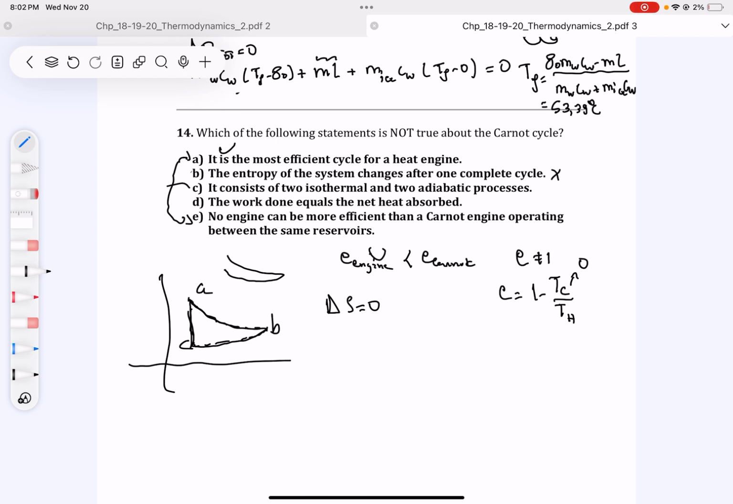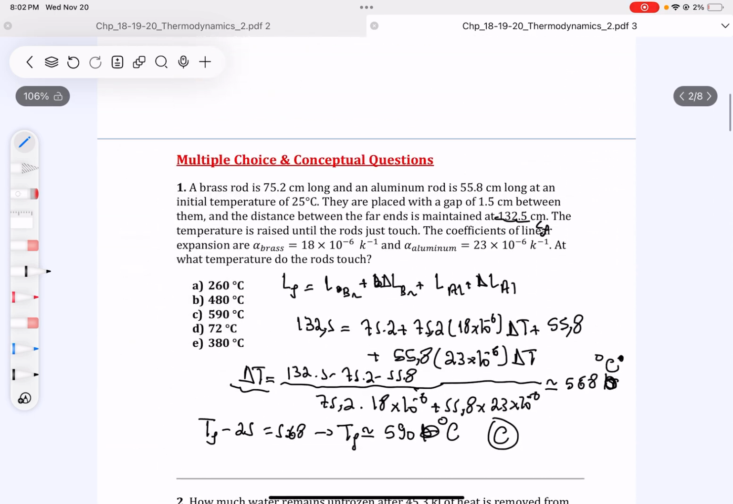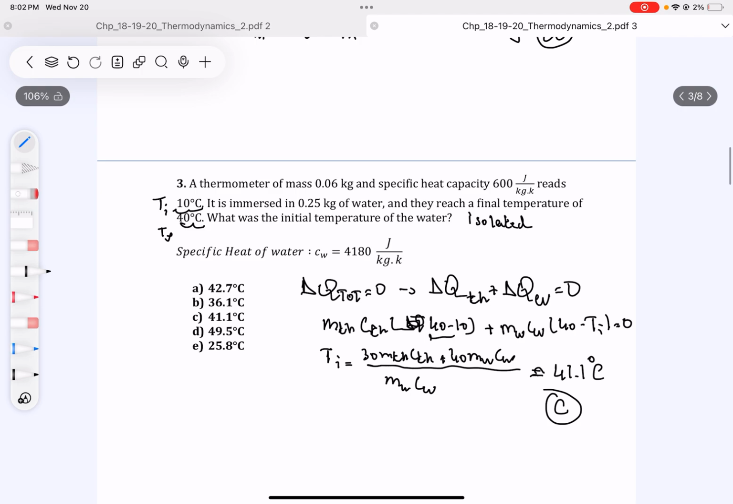Let's see this. The work done equals the net heat absorbed. Here it must be equal to the difference between QH and QC. It must be like this. Then that's all. Let's review all questions, if there is some mistake.